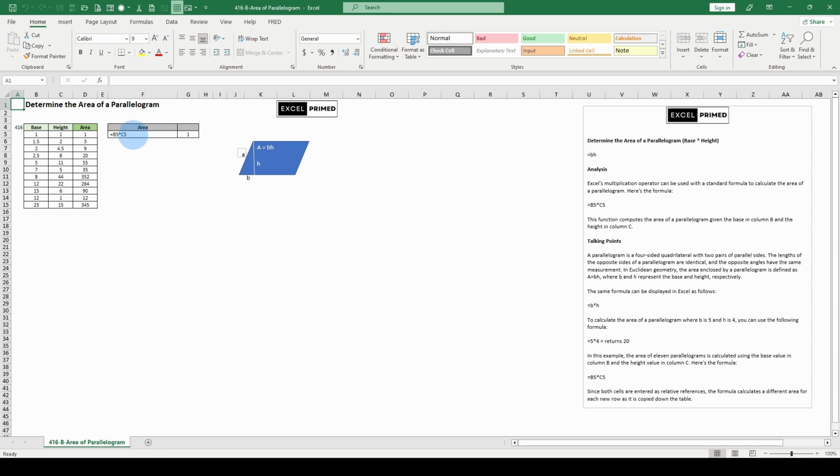It's base times height. What's base? Base. Height. A equals B times H. Look over here on the right. Determine the area of a parallelogram: base times height. Excel's multiplication operator can be used with a standard formula to calculate the area of a parallelogram.